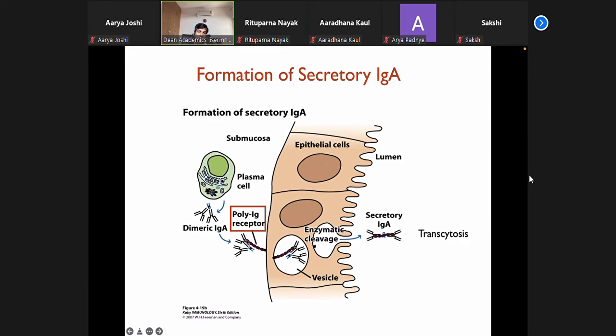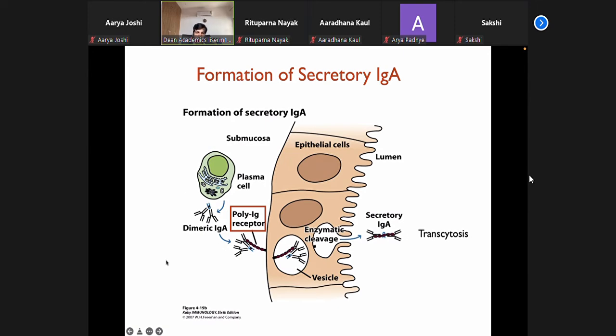And once this receptor interacts with the constant region of IgA, followed by this interaction, it is internalized in these vesicles. Because of the presence of these enzymes in these vesicles, this is cleaved here. Some part of it remains here, and some part of it gets associated with this antibody molecule, right? And this facilitates its transport across this epithelial cell membrane layer.